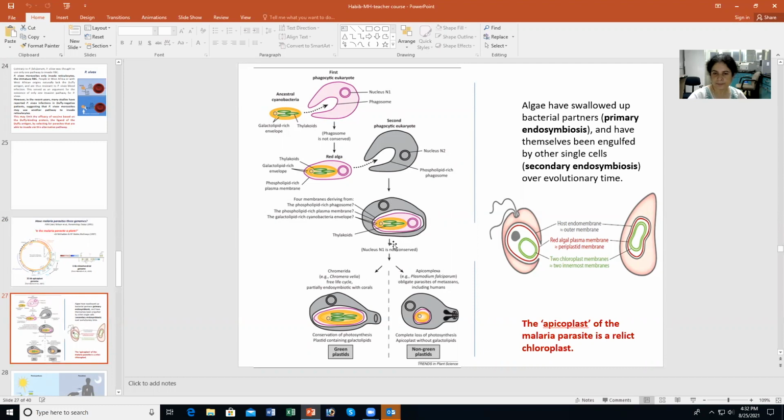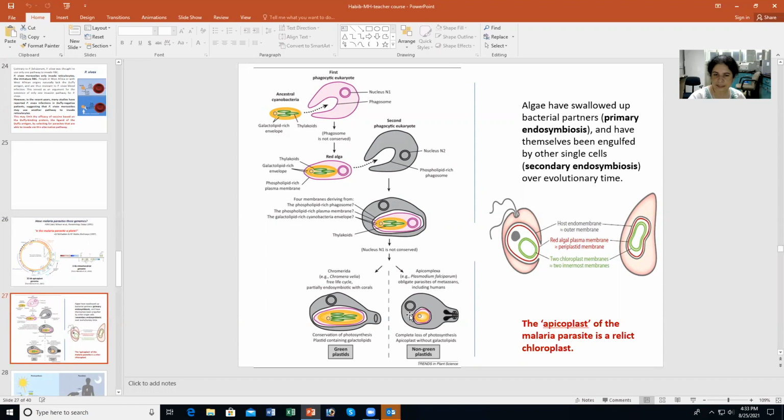This is the process. So this is the missing link between what we currently see in non-green plastids, where the process of photosynthesis has been lost. In the malaria parasite, the apicoplast does not have any genes associated with photosynthesis. So it doesn't need to photosynthesize. The photosynthesis machinery has been completely lost. It's surrounded by four membranes, but it does some other stuff.